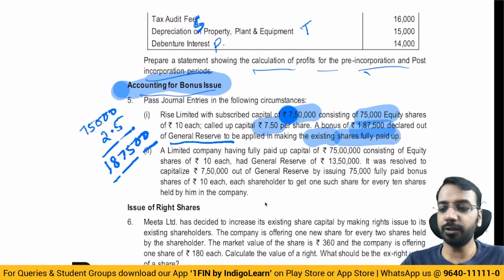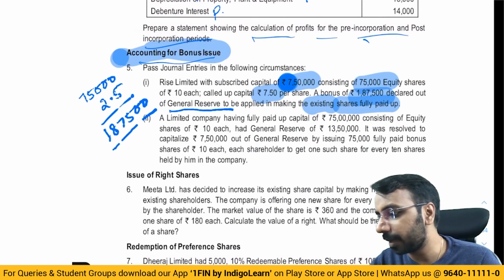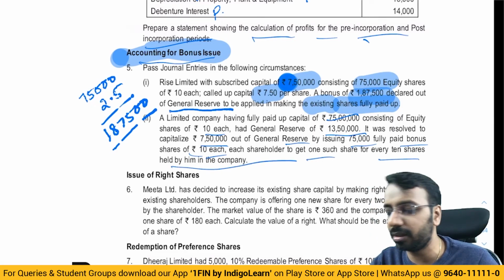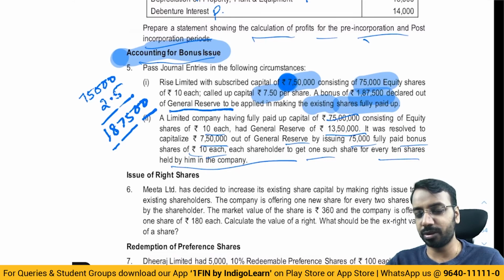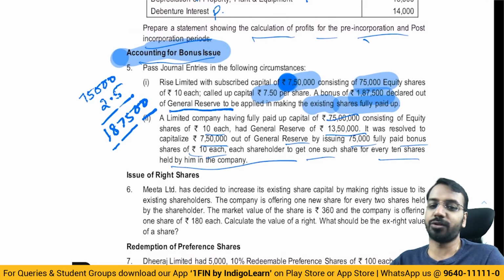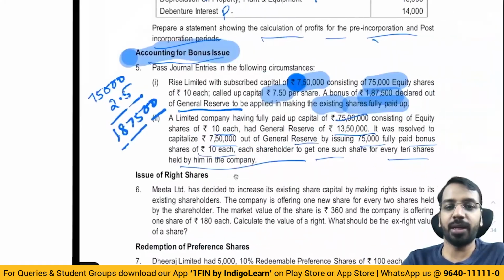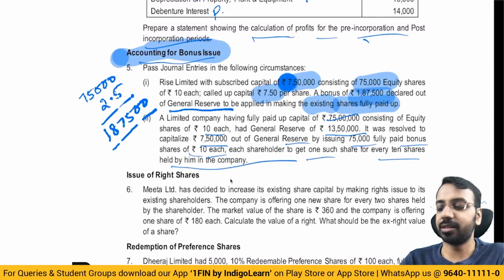Then, next question. A Limited having fully paid up capital of 75 lakhs consisting of equity shares of 10 each has general reserve of 1350. It was resolved to capitalize 7,50,000 out of general reserve by issuing 75,000 fully paid up bonus shares of rupees 10 each, shareholders to get 1 share for every 10 shares. So very simple. General reserve to bonus to shareholders, to equity share capital account. That is a very straightforward question.